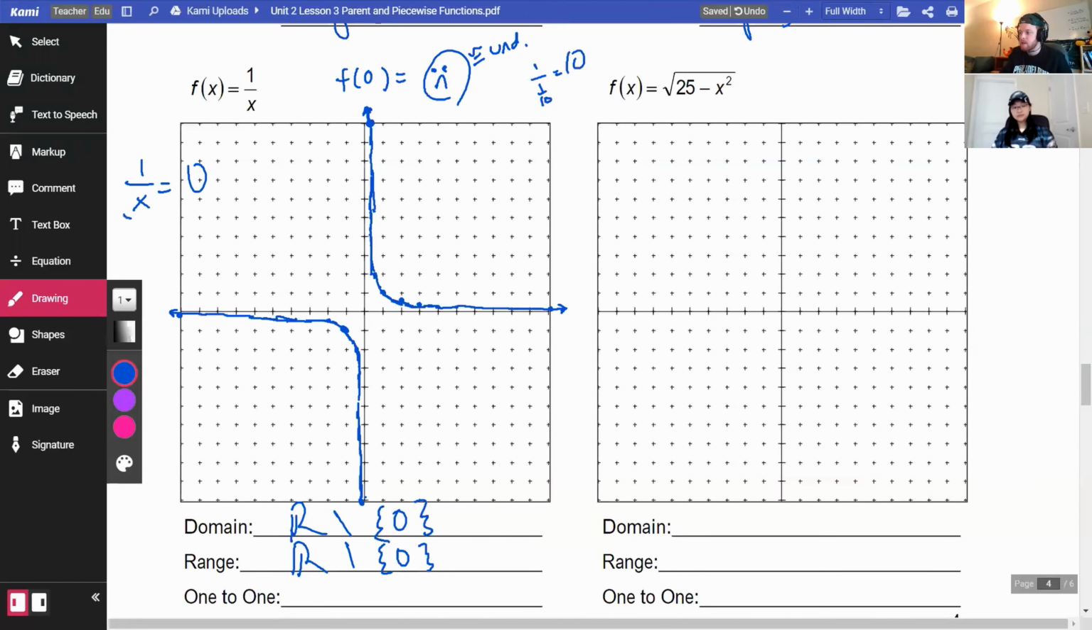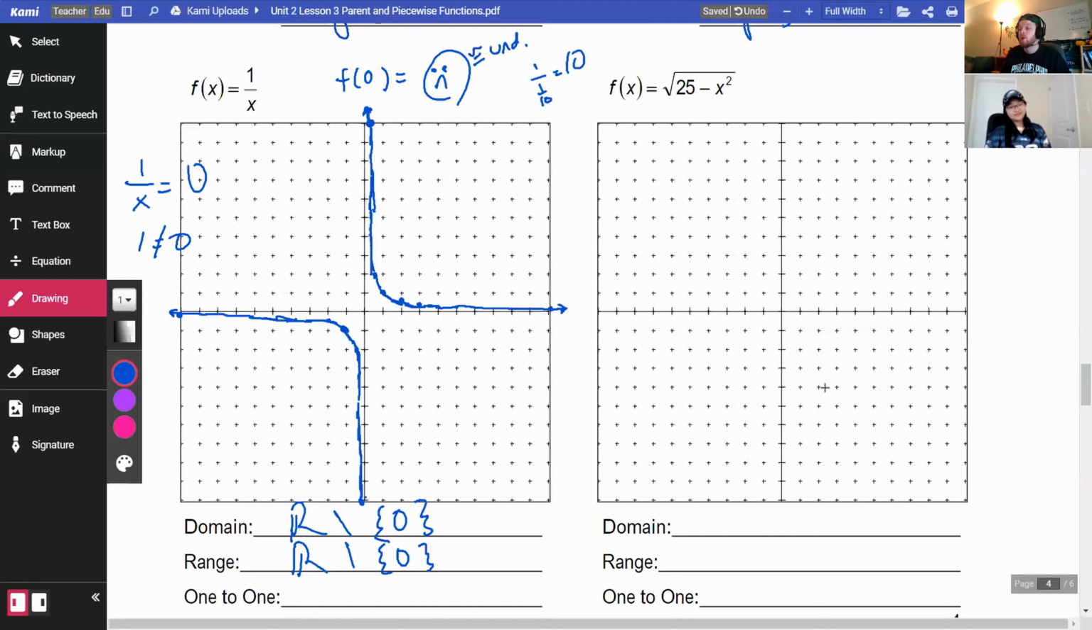I have an equation right here. If I try to solve this, multiply both sides by x, 1 is equal to 0. That breaks math. That is not an equation. It's not a fact. All right, so we do not have 0 in the range.